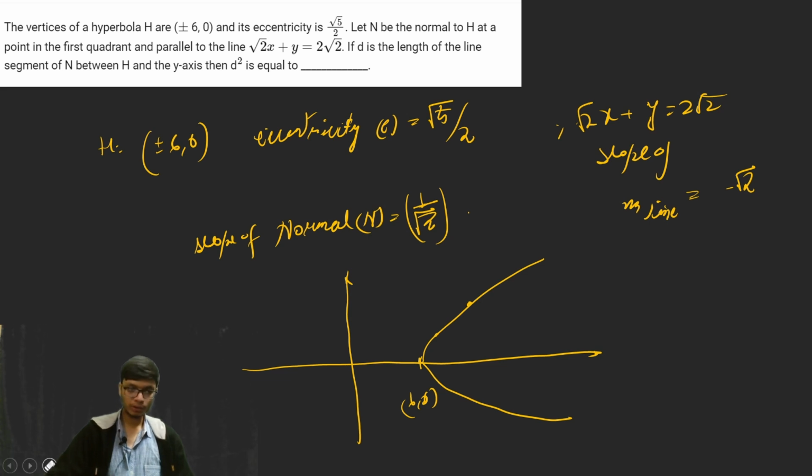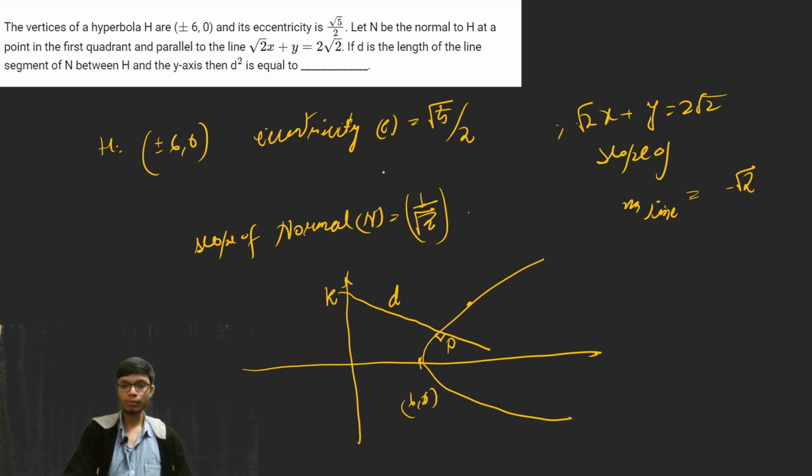So this is a point on the first quadrant, and let a normal be drawn like this, which is perpendicular to the tangent at point P. And what is said in the question: D is the length of the line segment n between h and the y-axis. The y-axis is the conjugate axis of this hyperbola, and let me write this point as k. We have to find this distance d, or rather the square of the distance d. This is a pretty straightforward problem.